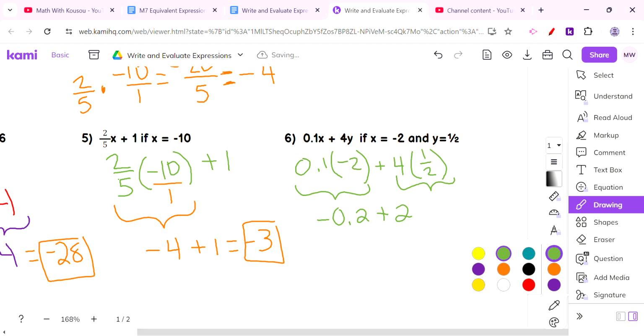So 2 minus 0.2, right? Because one's negative, one's positive. So -2 plus 2 gets you 1.8. So again, make sure you subtract. That's your integer rules here. They're different signs, so you subtract.